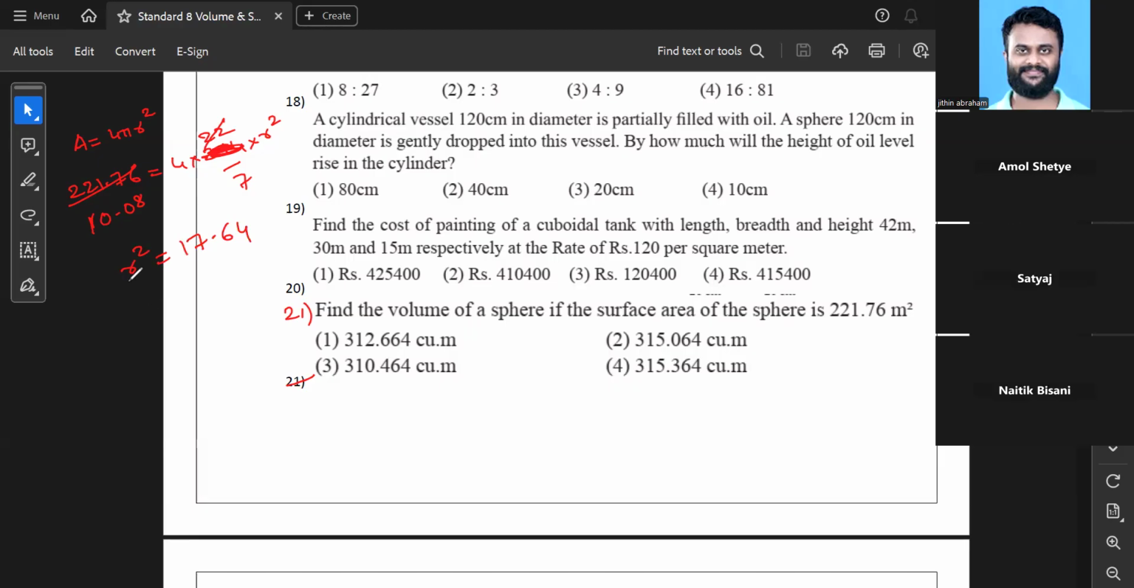Sir, can you repeat what you did? So what did I do? Instead of pi, I have written 22 upon 7. I cancelled 22 with this number. I got 10.08. 22 eights are 176, 22 tens are 220, so 10.08 came. Then I multiplied by 7 and divided it by 4. Actually I did it the opposite way. First I cancelled this with 4.